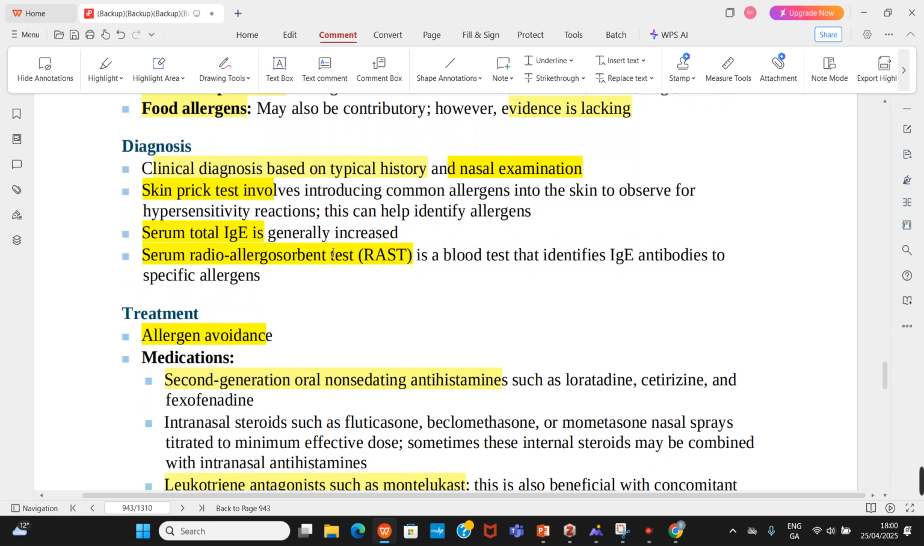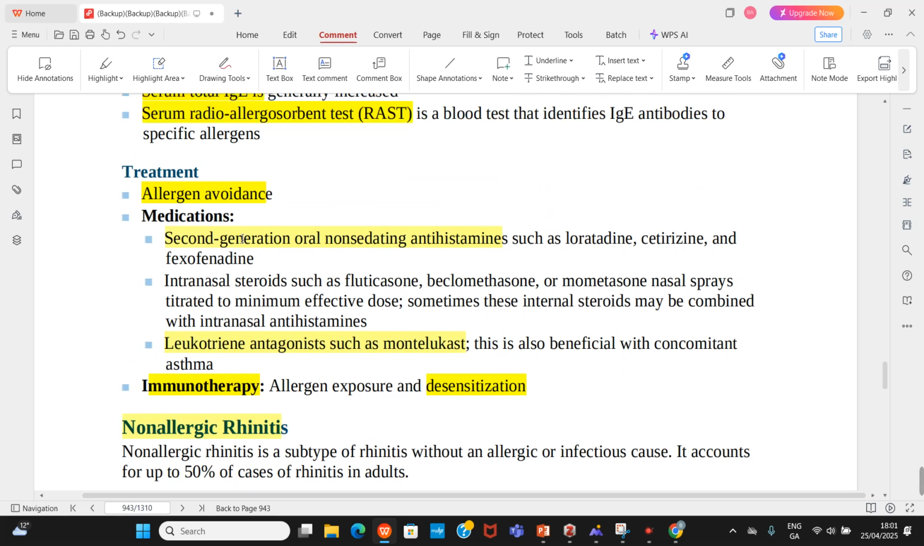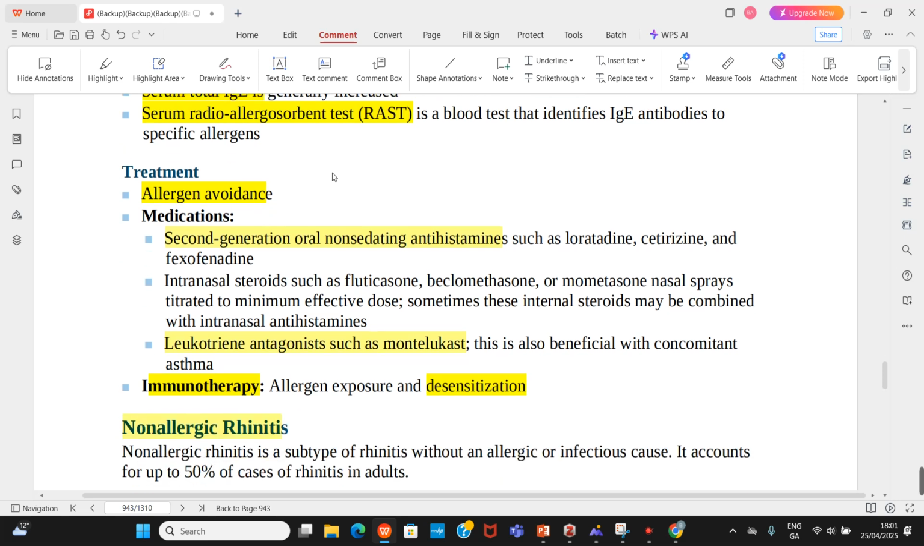We can do skin prick test, introducing common allergens to the skin to observe for hypersensitivity reaction. If we measure the IgE level, it is going to be increased. We can also do the serum radioallergosorbent test to identify IgE antibody to the specific allergen. Trust me, never pick this as your answer. It will be wrong. You can go and test it. So it's a clinical diagnosis; you can see the labs, IgE will be elevated. That's good enough for your diagnosis. Any allergen that is identified, maybe after skin prick testing, just avoid that allergen.